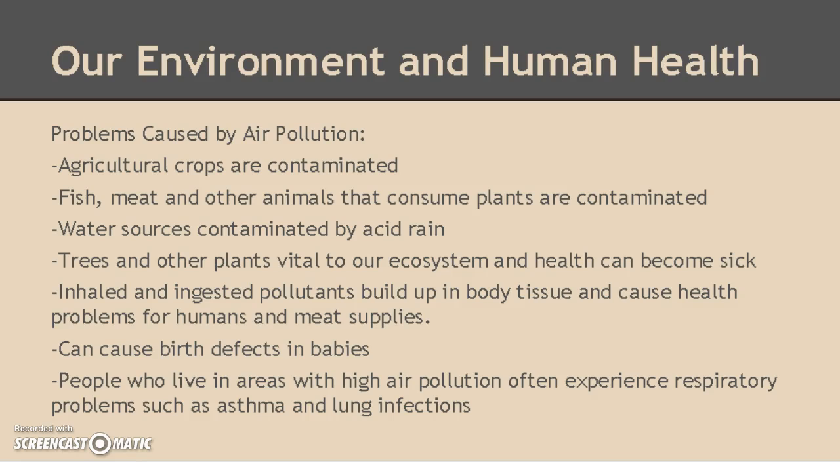Water can also be contaminated by acid rain. Trees and other plants vital to our ecosystem and our health can become sick and die out. When pollutants are inhaled and/or ingested, the body tissue can cause health problems for humans and our meat supplies. In areas with high amounts of air pollution, birth defects can often be caused. Also, people who live in areas with high air pollution can acquire asthma and lung infections.